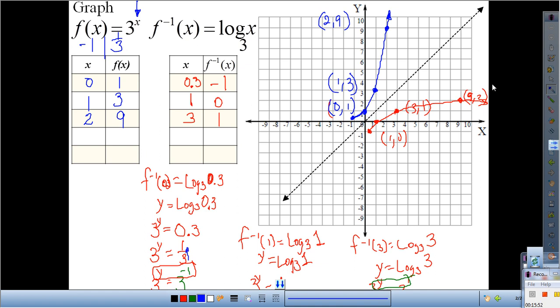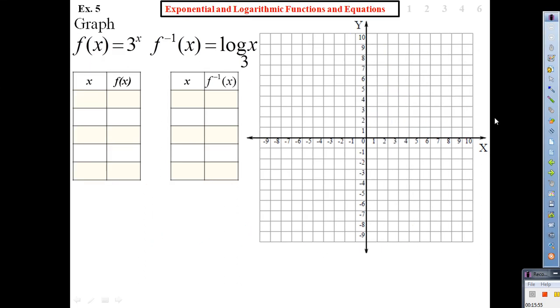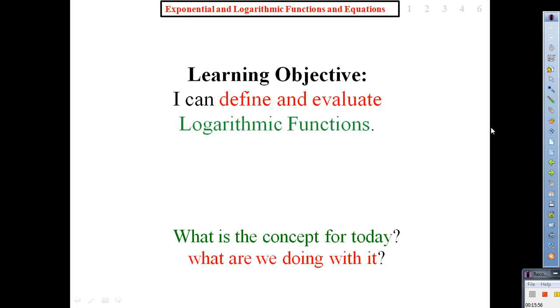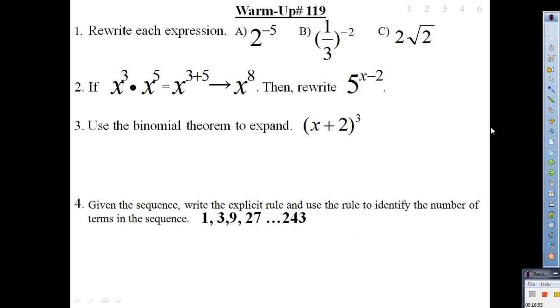All right, guys. So our objective was I can define and evaluate logarithmic functions. Have we been doing that? Yes. And today we intro to graphing portion. And once again, your home play for tonight is 754 and 755 only, and your Nearpod code is FOZXG.